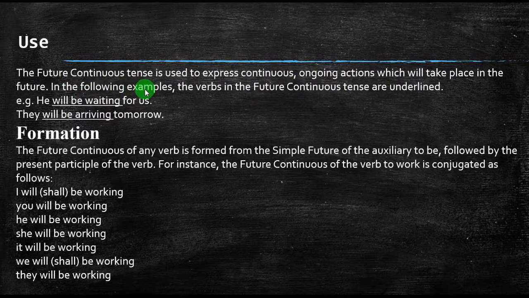So in the following examples, the verbs in the future continuous tense are underlined. For example, he will be waiting for us.